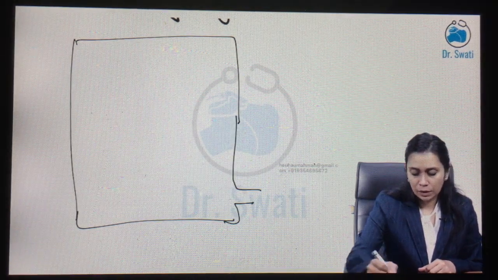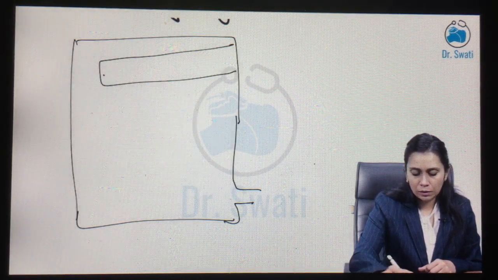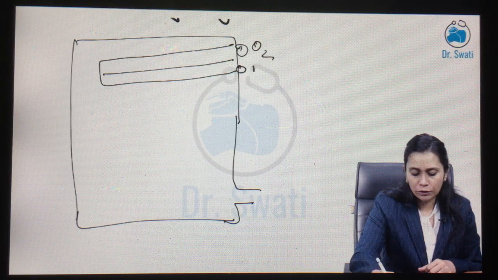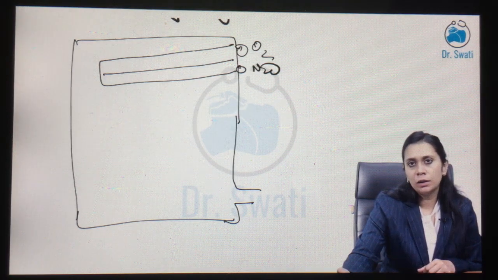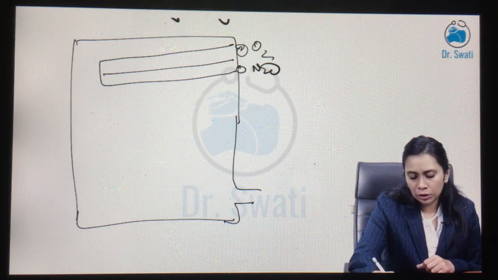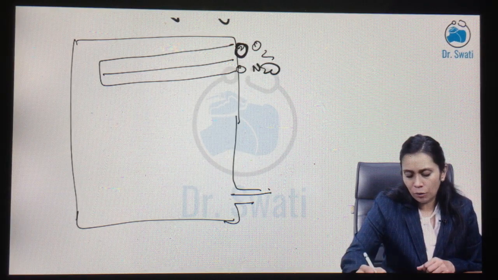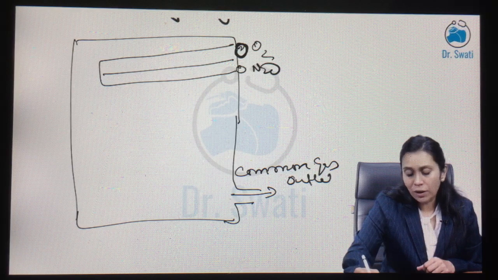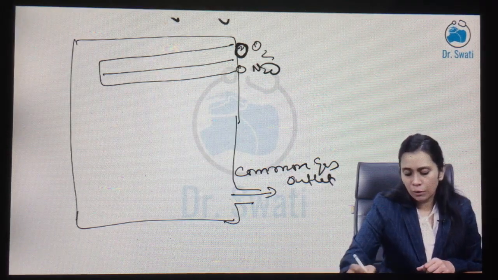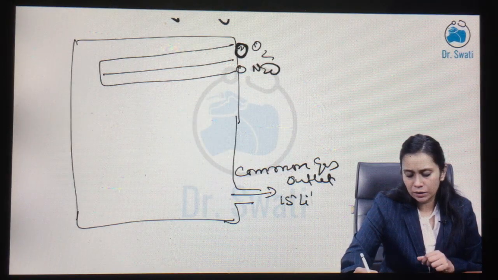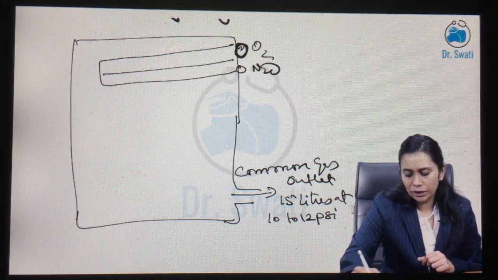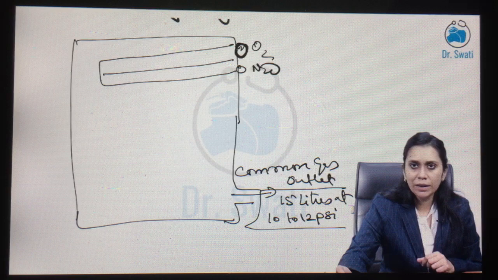Okay. This is the oxygen and nitrous oxide flow control valve, which are parts of the low pressure system. How do I give my patient oxygen from the machine? I turn on the oxygen flow control valve, and from the common gas outlet, this is the common gas outlet, from where whatever gas you start in the machine will come out. The maximum oxygen I can give this way is 15 liters at 10 to 12 psi, right?